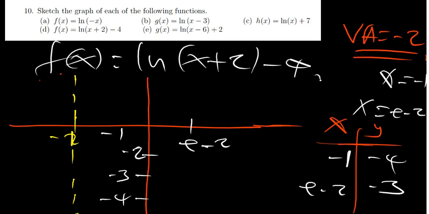Now the first coordinate is negative 1 comma negative 4. Okay, negative 1 comma negative 4, that is my first coordinate. So I'm going to put it there. Negative 1 is here, comma negative 4 is this point. Okay, perfect. Now e minus 2 comma negative 3 is this point. So basically it's supposed to be running away from this line, then it's supposed to be coming like that.